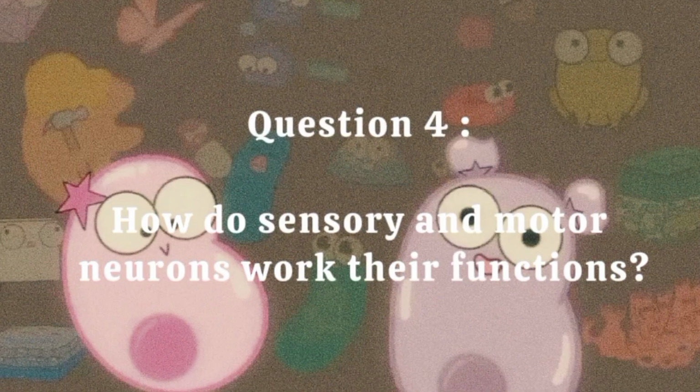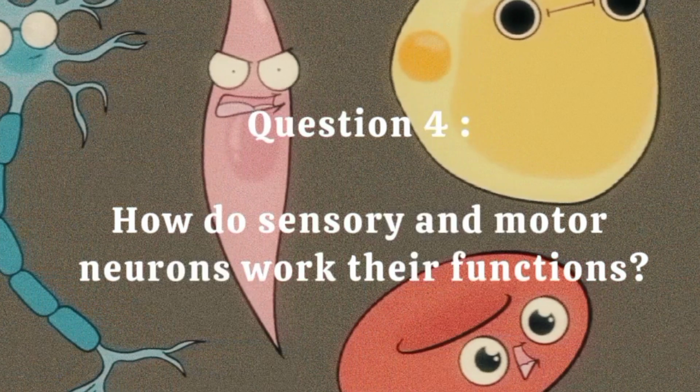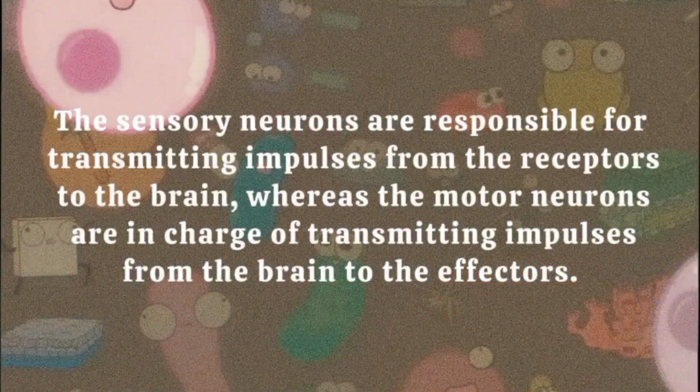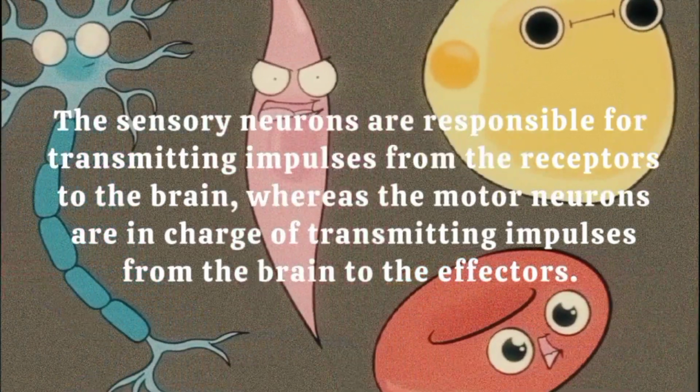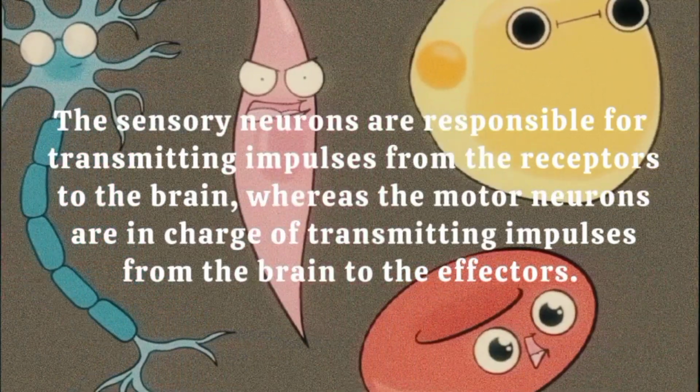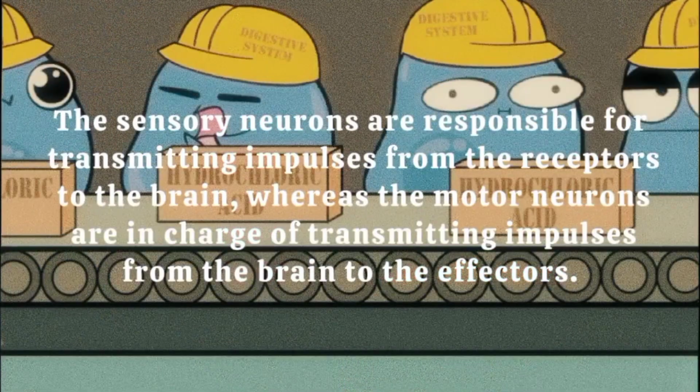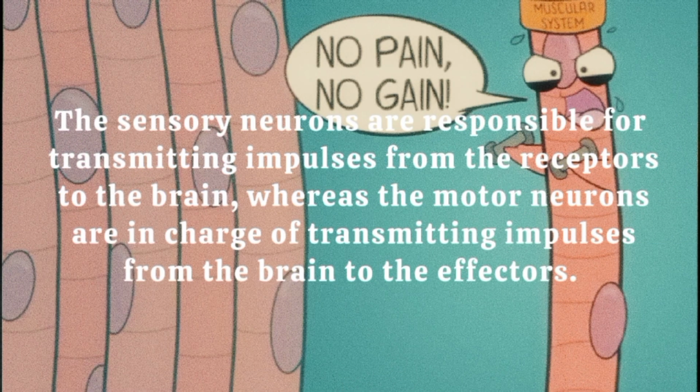4. How do sensory and motor neurons perform their functions? The sensory neurons are responsible for transmitting impulses from the receptor to the brain, whereas the motor neurons are in charge of transmitting impulses from the brain to the effectors.